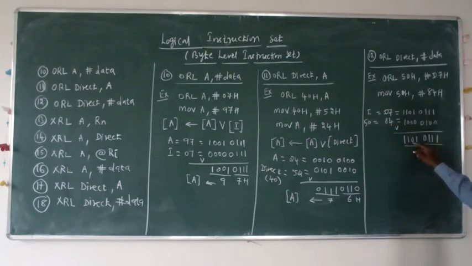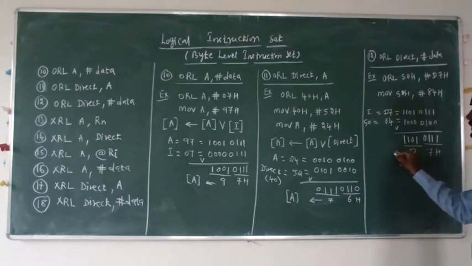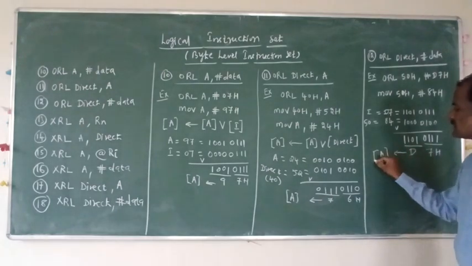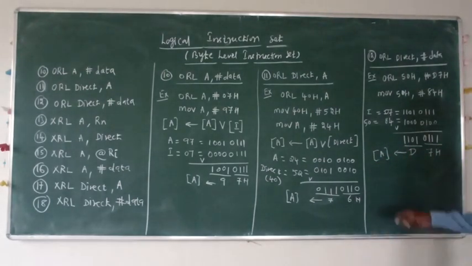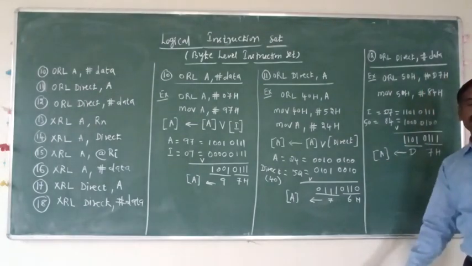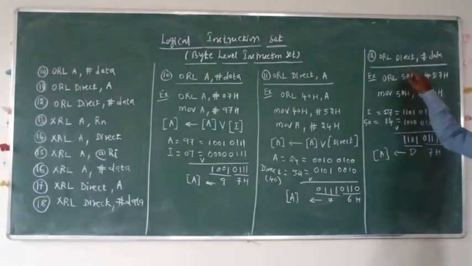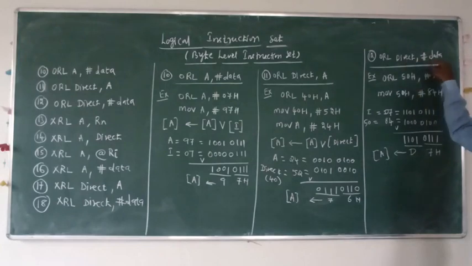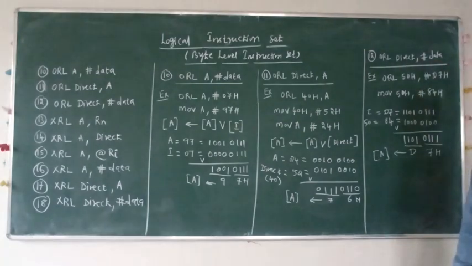13 means A is 10, B is 11, C is 12, 13 is D, and this is for 7H. This data moves to the A register. This is an operation of logically OR of direct memory address location data with the immediately given 8-bit data.